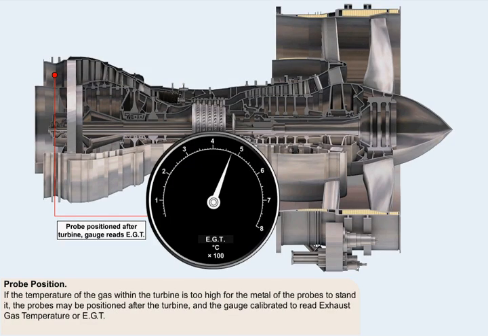On the type of engine where the temperature of the gas within the turbine is too high for the metal of the probes to stand it, the probes may be positioned after the turbine and the gauge calibrated to read exhaust gas temperature, or EGT.